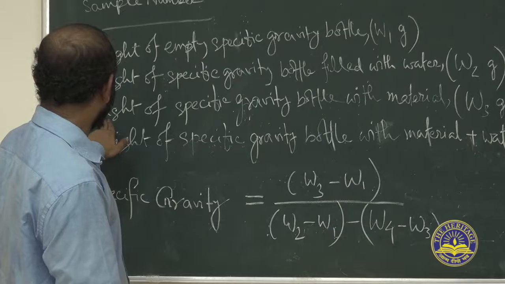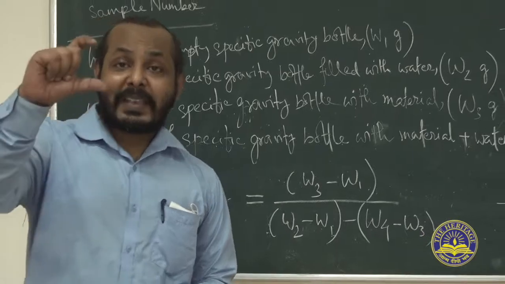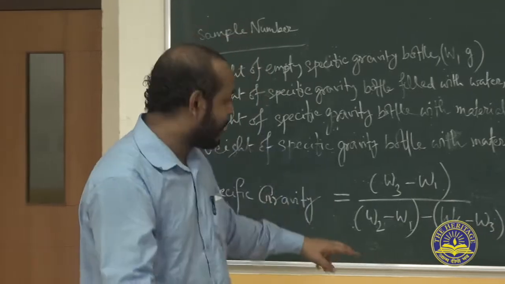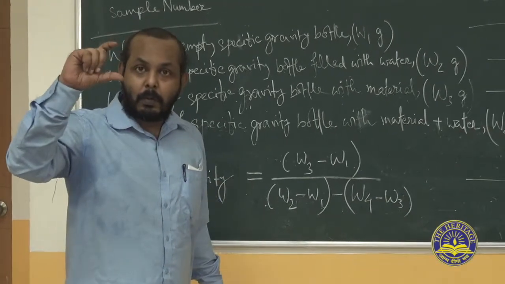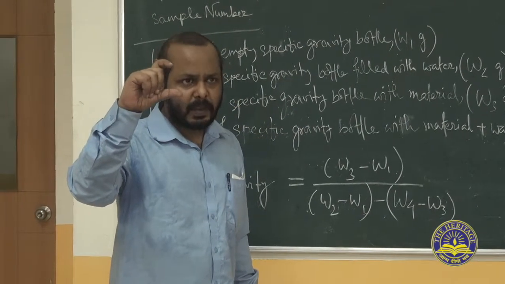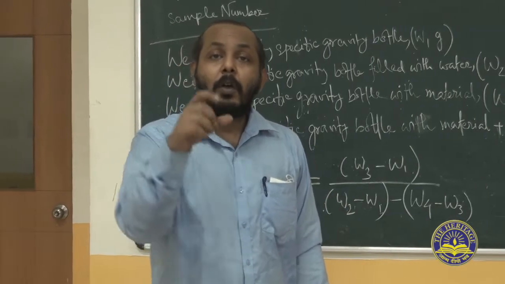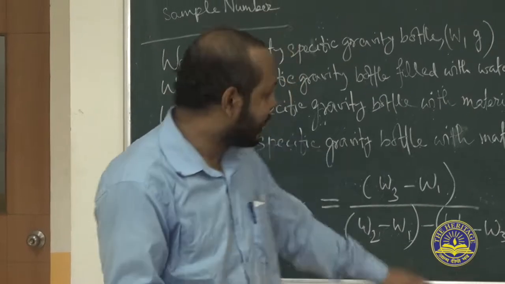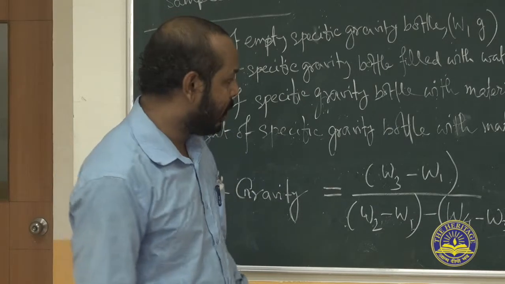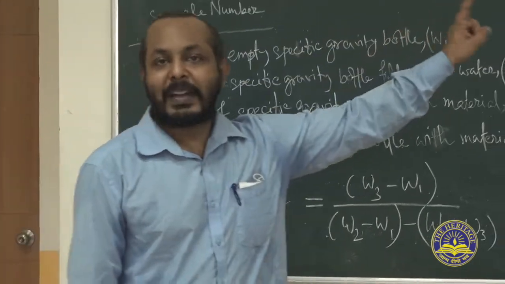W3 is the weight of the specific gravity bottle filled with material, so that gives you the weight of the extra water that is there. When we deduct that extra water from the weight of the water of the full volume of the specific gravity bottle, that gives us the weight of water of the same volume as the bituminous material filled in the bottle. That will give you the specific gravity of bituminous material.